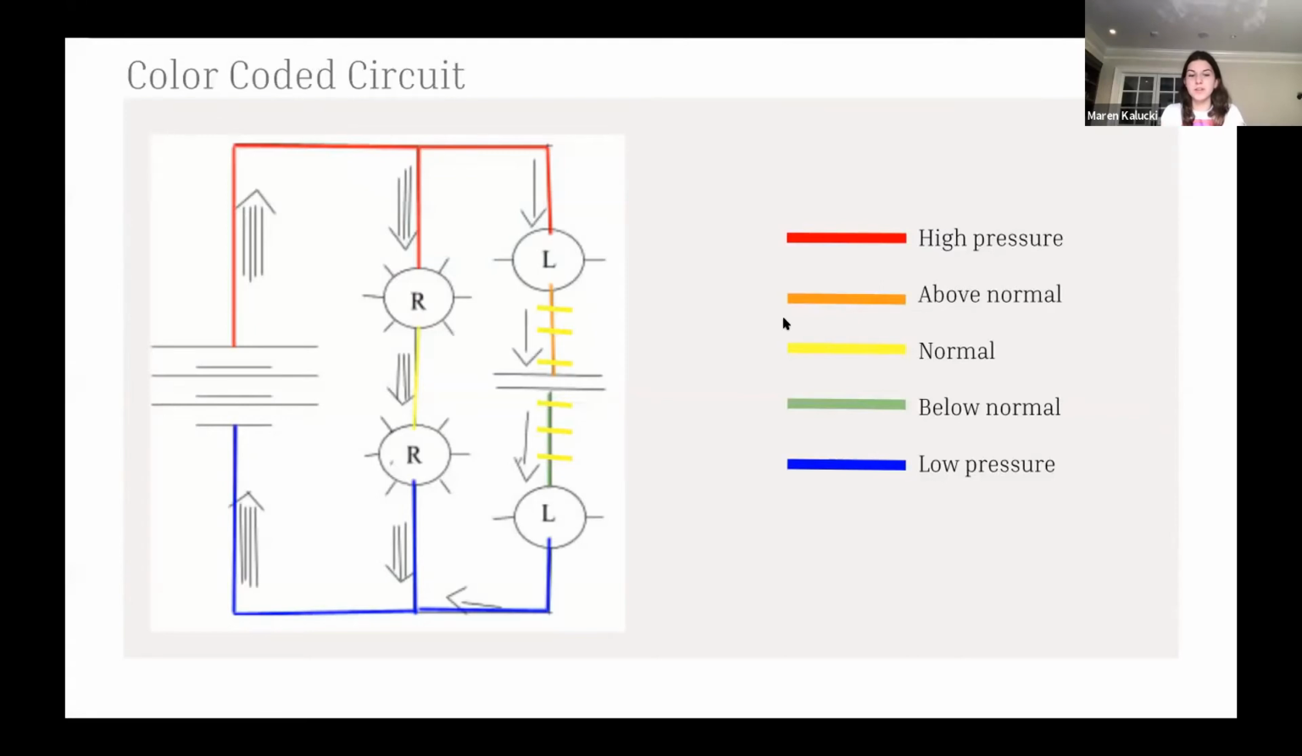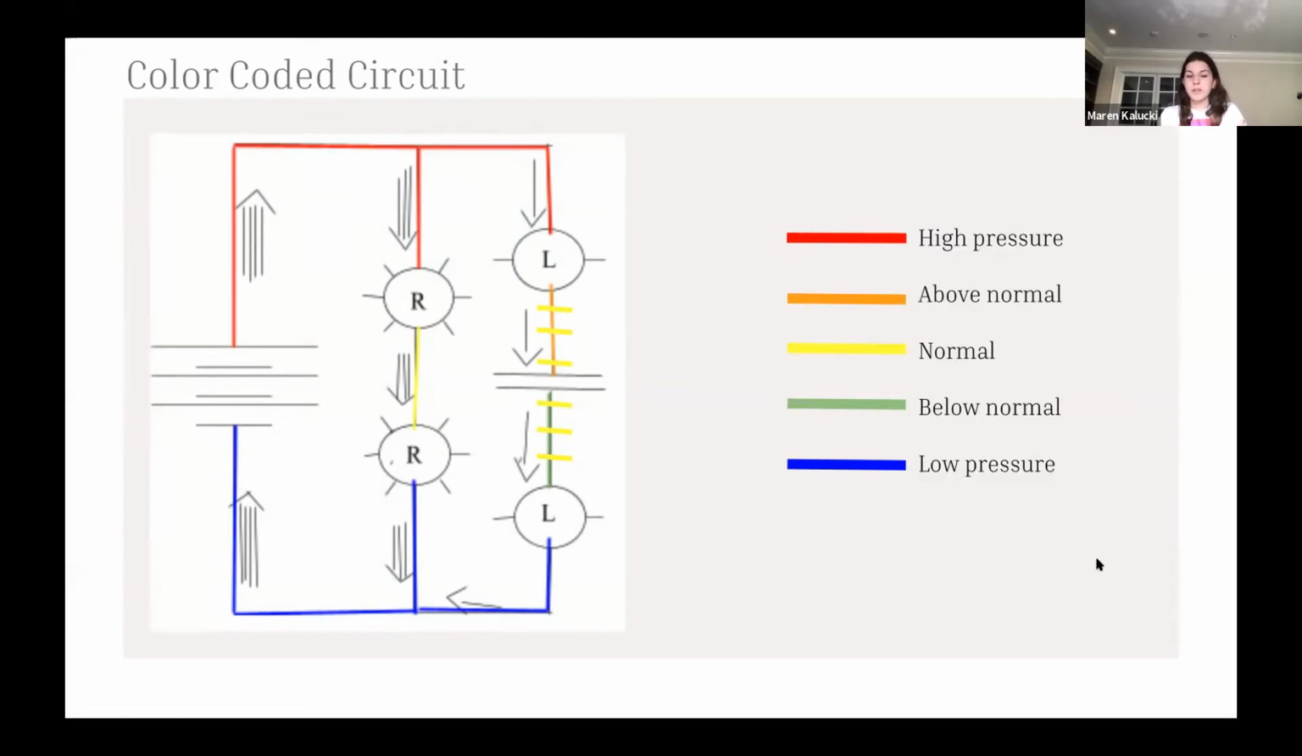Next, we had to color code our circuit. So we used the color key that we had learned in class, with the red being the highest pressure, descending down to blue with the lowest pressure. So we started by color coding the wires out of the positive side of the battery red, and continued with the red until we ran into light bulbs, and we used the same system for the blue wires coming out of the negative side of the battery.